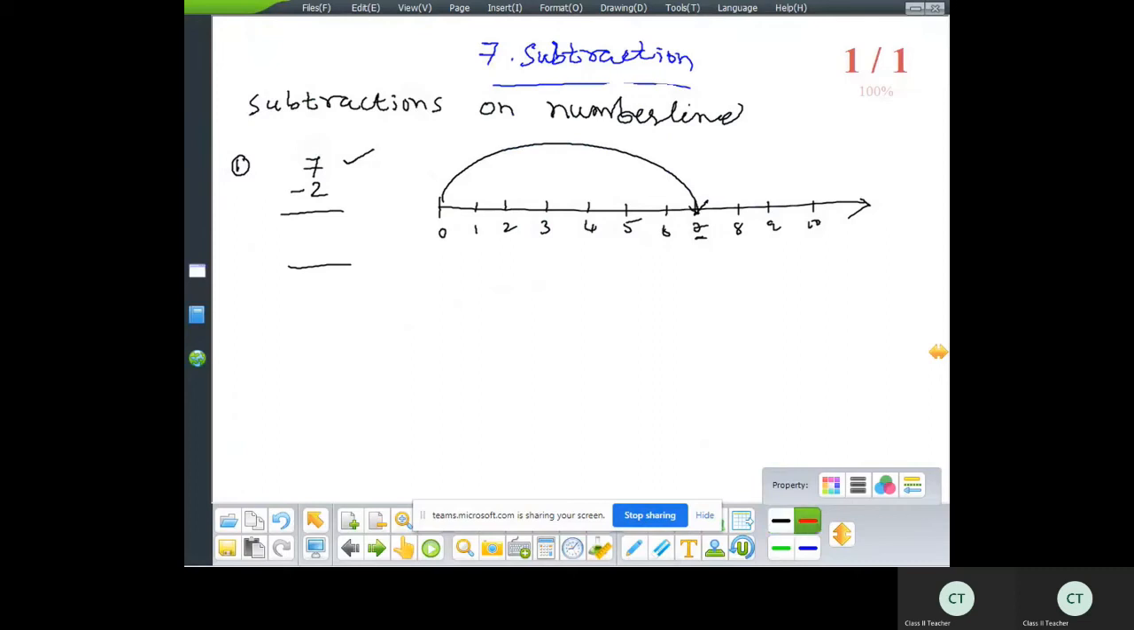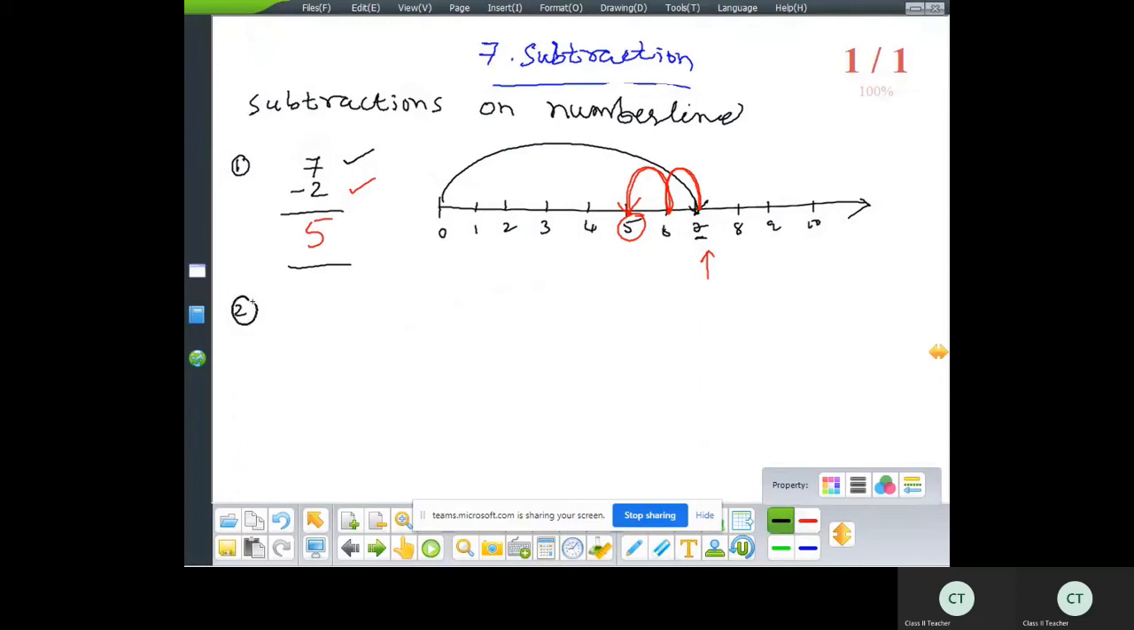From 7 we remove 2. From back side means from here, we will move back side with 2 steps. This is 2 now. From 7 we are subtracting 2. We move back side with 2 steps. 1, 2. Yes, our arrow symbol at 5. 7 minus 2 equal to 5.